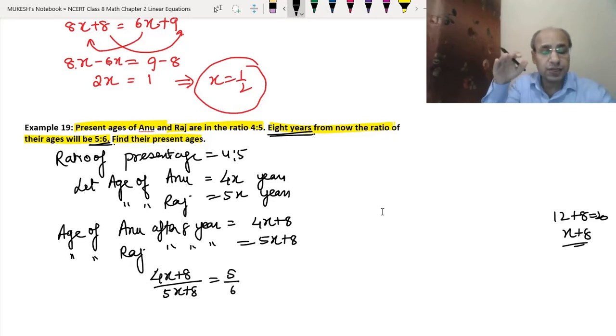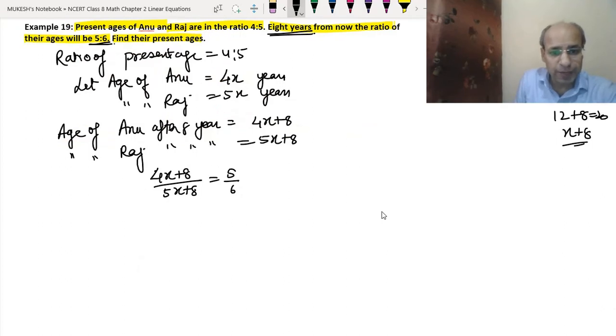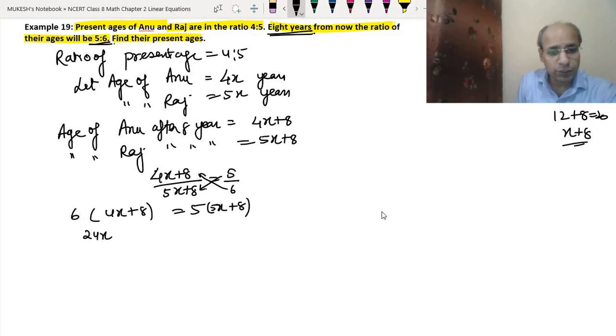Now we will solve in the same way as we have done in the previous question. We will just cross multiply 6 with 4x plus 8 and 5 with 5x plus 8. So we write 6 bracket 4x plus 8 equal to 5 bracket 5x plus 8. We will use the distributive property. 6 into 4 means 24x, and 6 into 8 is 48, equal to 5 into 5 is 25x, and 5 into 8 is 40.